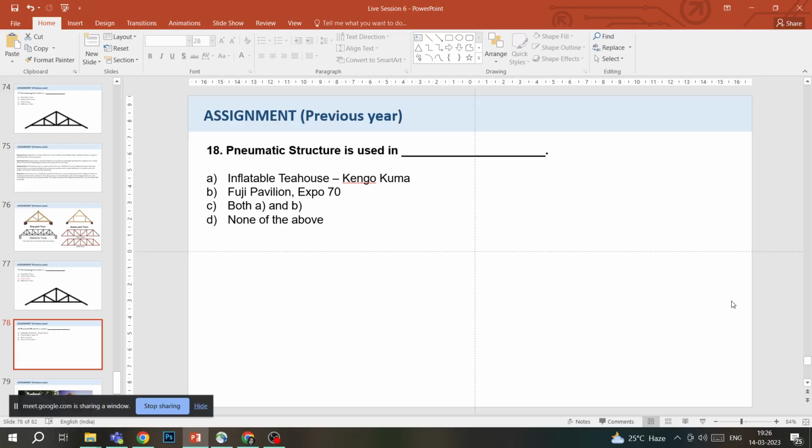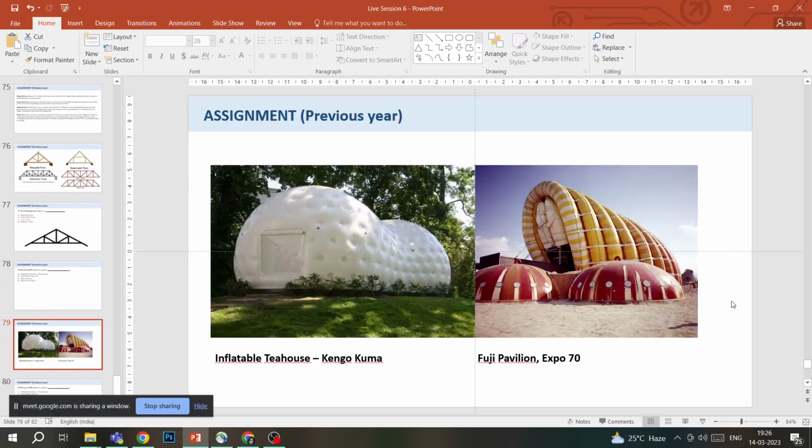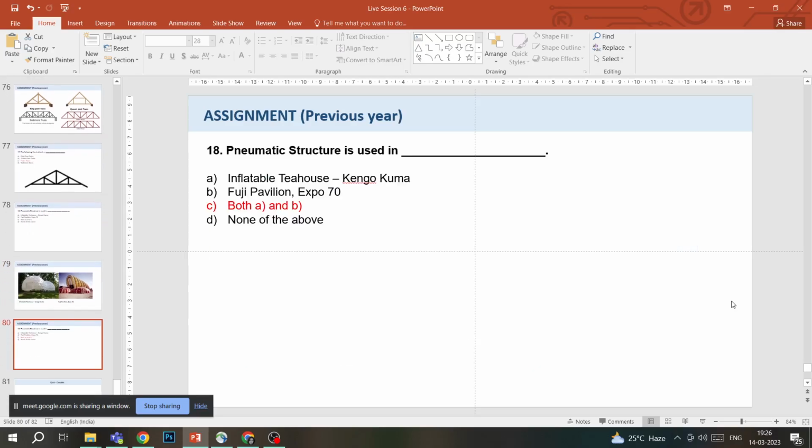So, the inflatable tea house Kengo Kuma and Fuji Pavilion Expo 70. This is how the inflatable tea house Kengo Kuma looks, and this is how the Fuji Pavilion at Expo 70 looks. So it's very evident that both of these structures are pneumatic structures. So our answer would be both A and B. Again, as I have mentioned before, to be able to answer these kinds of questions, you have to remember how the building looks. Otherwise, you won't be able to answer these kinds of questions.